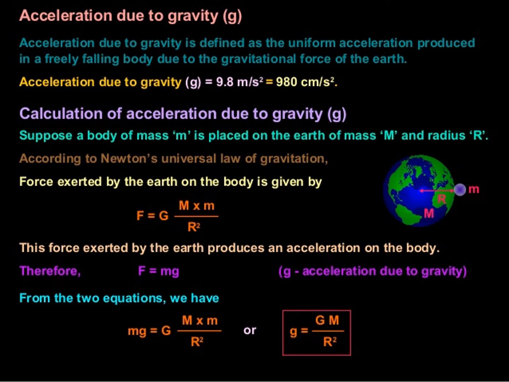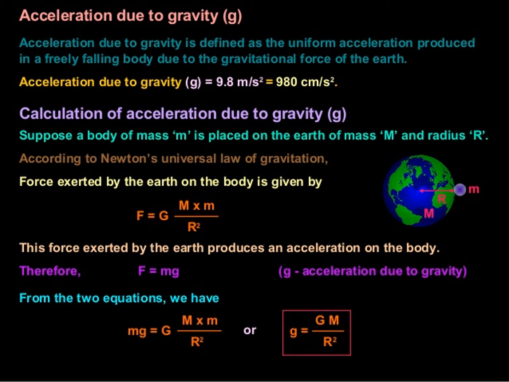Next, what is the acceleration which is produced due to gravity? First of all, it is represented by small g. We had studied the universal gravitational constant, which was represented by capital G, but here it is small g, the acceleration due to gravity. So acceleration due to gravity is defined as the uniform acceleration produced in a freely falling body due to the gravitational force of the earth. In other words, the acceleration produced in any freely falling body due to the gravitational force is the acceleration due to gravity. And its mathematical value is small g equal to 9.8 meter per second square.